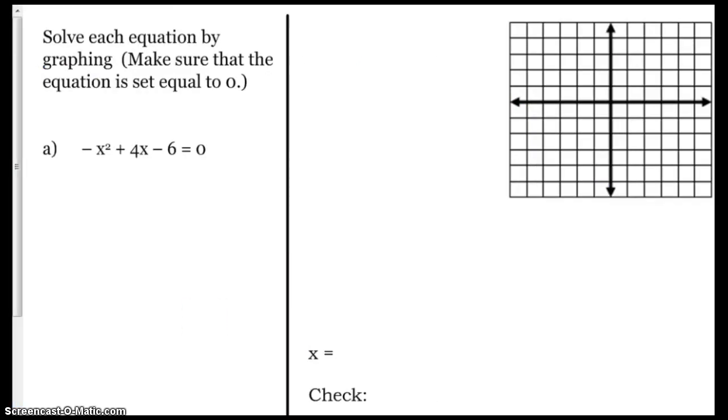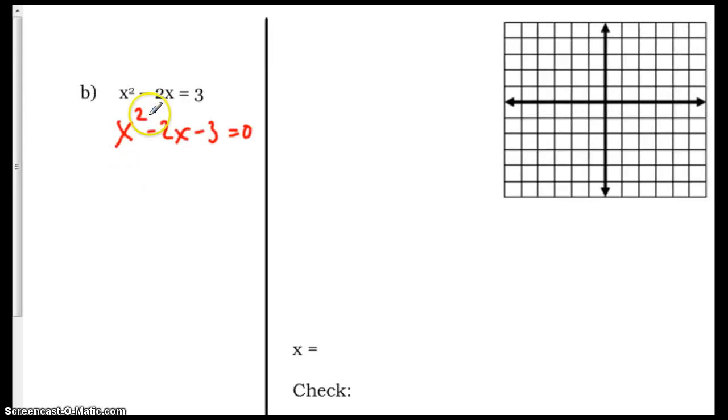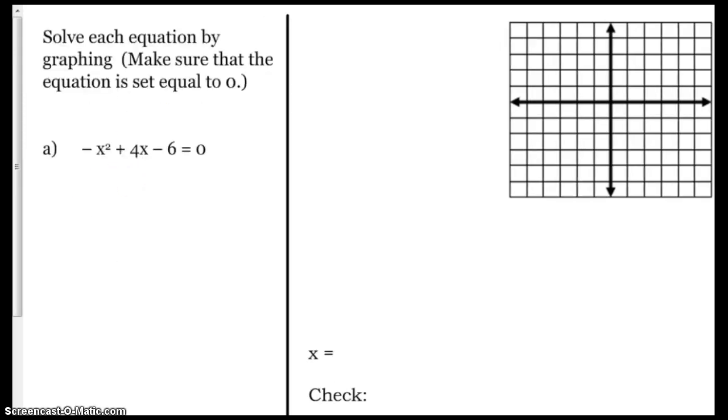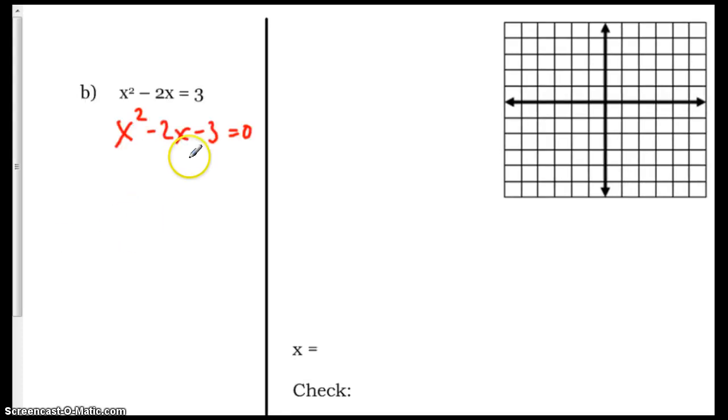Okay, now I want you to try A and B. By graphing, I want you to graph A and look for the solutions, and then try B and look for the solutions. Now remember, with B, you have to set it equal to 0 before you graph, so you have to subtract 3 from both sides and then go ahead and solve by graphing. Try both A and B and bring it back.